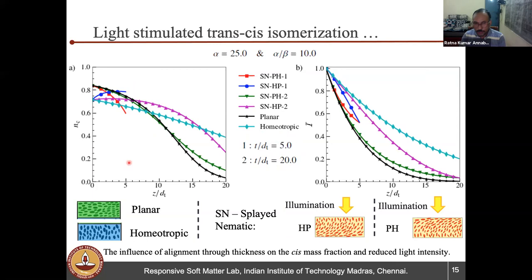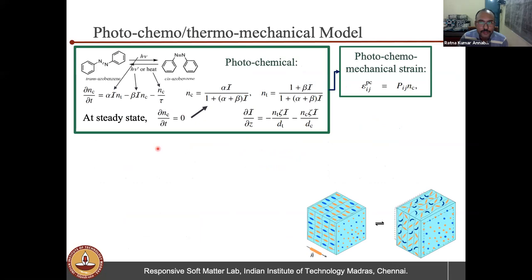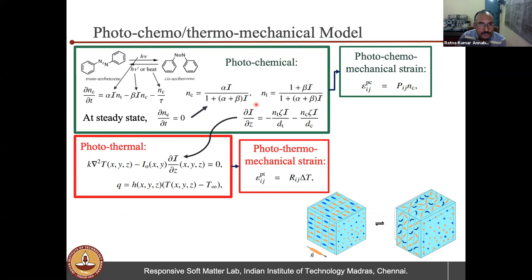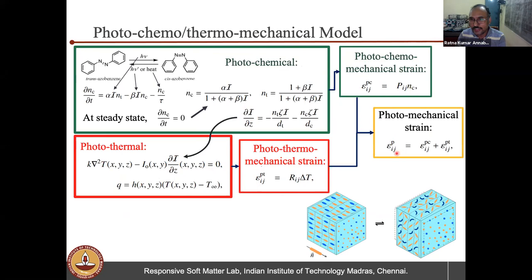Okay, so let us see the complete model, which takes into account mechanical deformation. Until now we have discussed the photochemical model, from which you calculate the cis molecule concentration, from which you can calculate the photochemical strain. And from the photochemical equation, you can also calculate the local intensity. From that local intensity, you will generate heat, and then you can solve a heat transfer equation through the thickness of the film. That gives you the temperature distribution through the film, and that gives you the photothermal strain. So this is the photochemical strain, and this is the photothermal strain. Using these two, you will have the total strain.